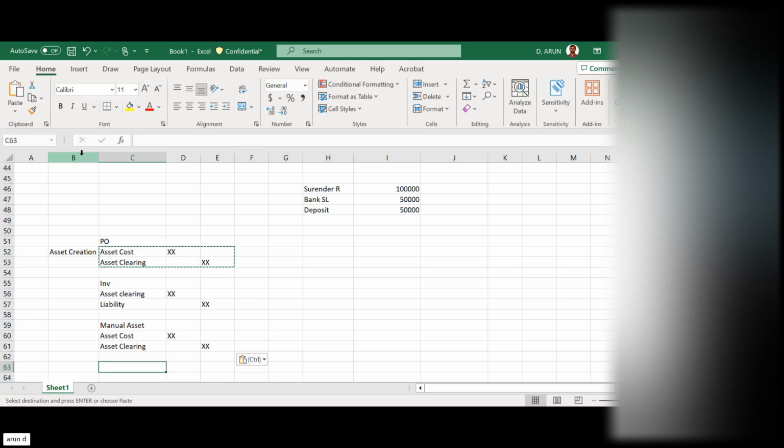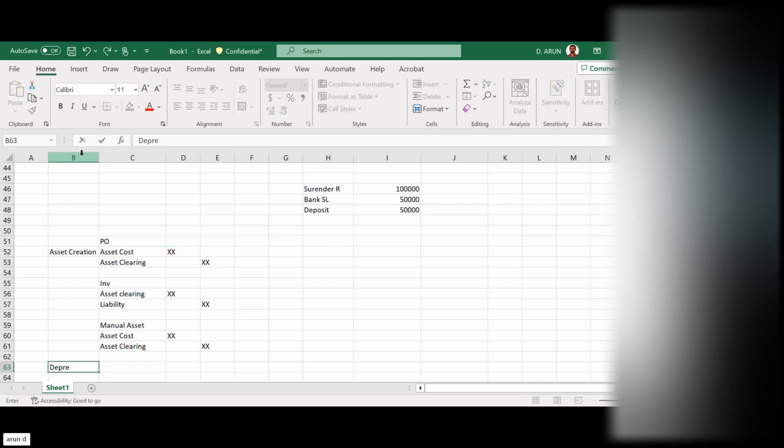So for this reason, usually we will not suggest to create the manual assets. The reason being, if I'm creating the assets manually here in the fixed asset module, I will not know exactly against which purchase order or which invoice or who is the supplier. All those information I will not be able to record. So for that reason, usually we will suggest to record the asset transaction through purchase order, if not through invoice. Okay. So this is the first transaction that we will do in the system.